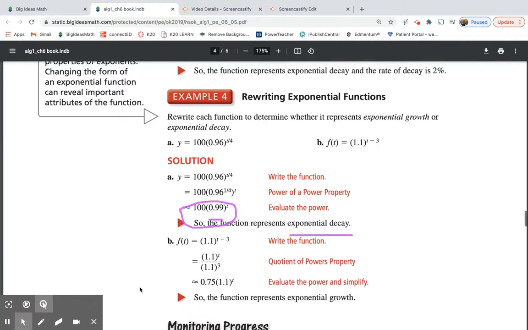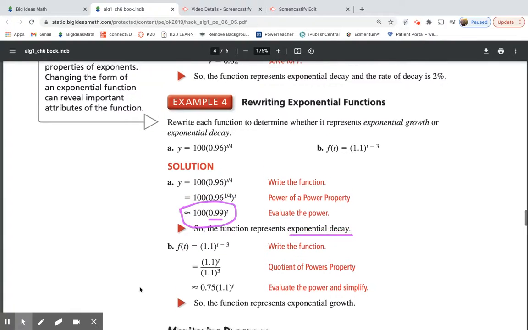Okay, so for part B, I think I can actually just stay there. It says f of t equals 1.1 raised to the t minus 3. So we have to really pull back the last lessons. Whenever your exponents are subtracted, that meant it was division with the same base. So that's like saying 1.1 to the t power over 1.1 to the third power, because that meant we would do 1.1 to the t minus 3. That's where they got that.